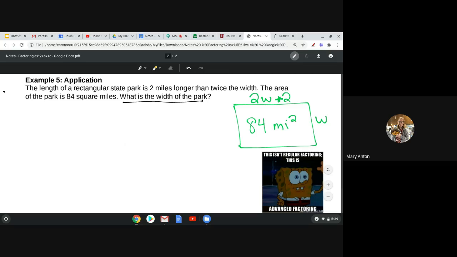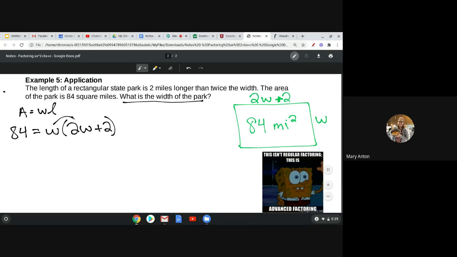All right, well, we know that the area of a rectangle is the base times the height. So the area of our rectangle, we already know, is 84 square miles. This is equal to, oh, I should have said length times width, shouldn't I? So width times the length. Our width is just w, and our length we can represent by 2w plus 2.